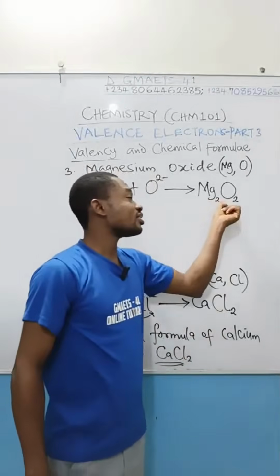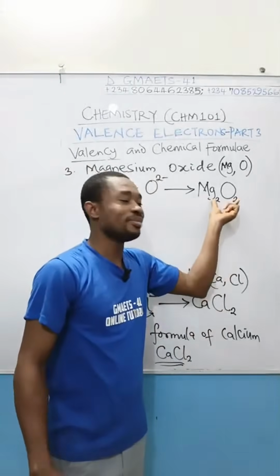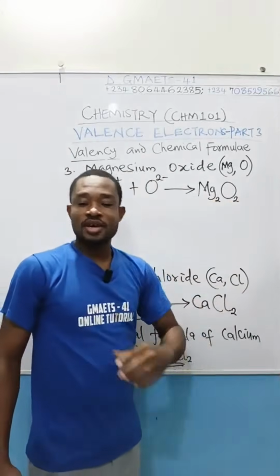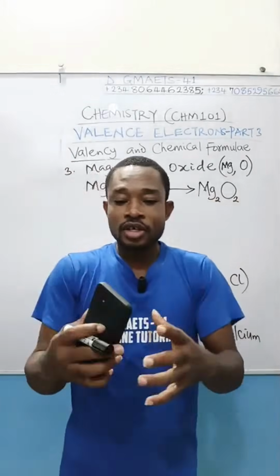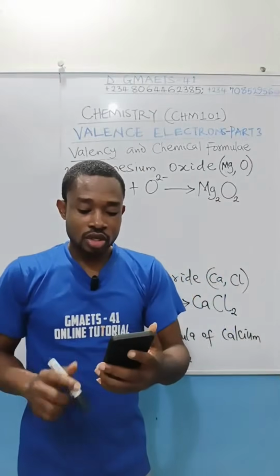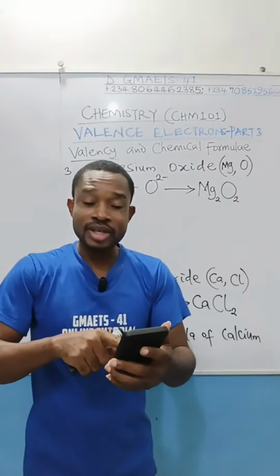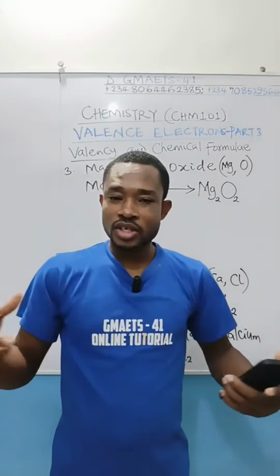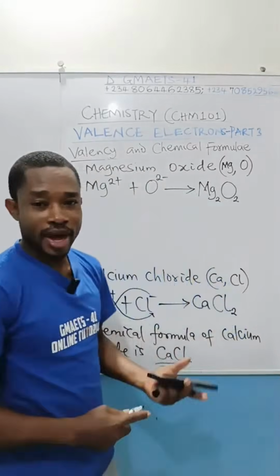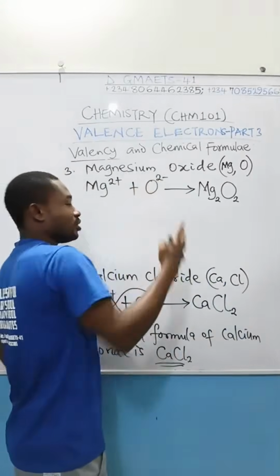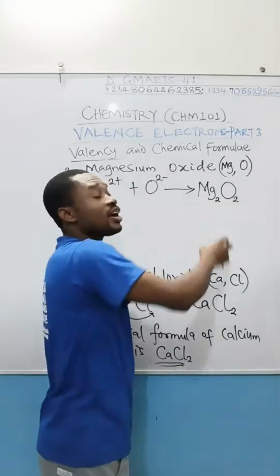Now you see this plus and minus, please do not show them. Don't write them here. They have no business here. The positive and negative is simply to give room for attraction, to tell us that these guys are going to attract. Of course, we know the fundamental law of charges: opposite charges attract, while like charges repel. So they will attract so that they can come together and form the compound.